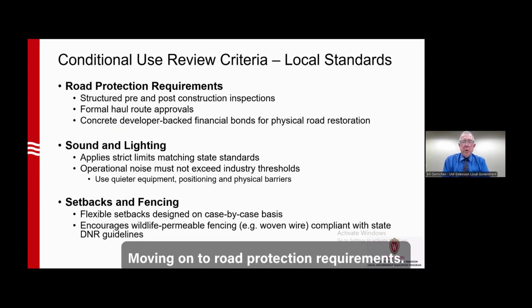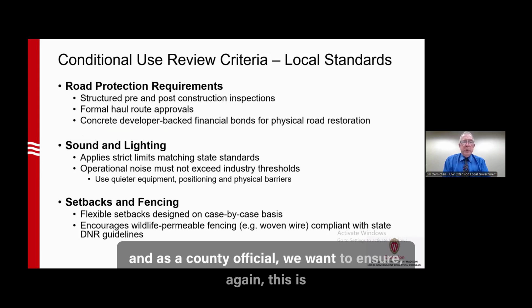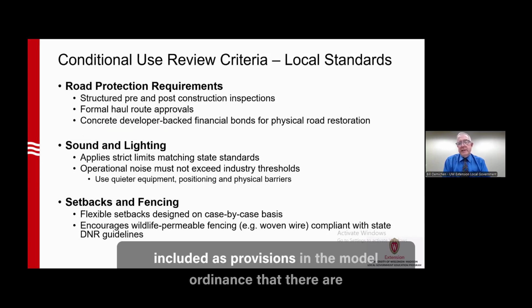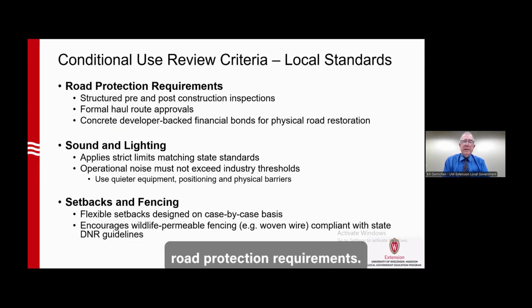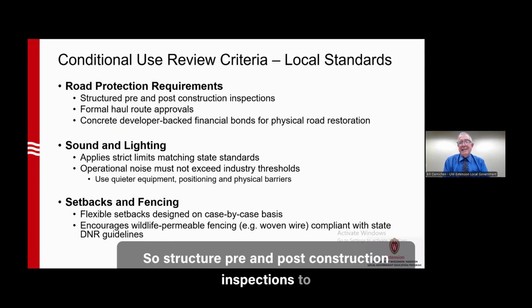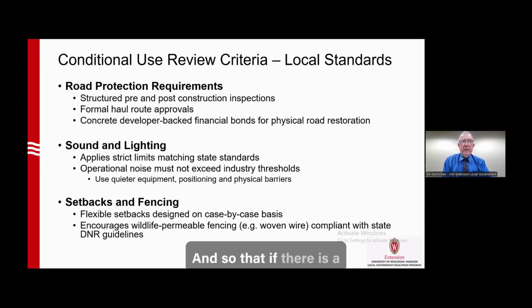Moving on to road protection requirements. And again, as someone who served as a town official and as a county official, we want to ensure, again, this is for projects under 100 megawatts, and this is included as provisions in the model ordinance, that there are road protection requirements. So structure pre and post construction inspections to ensure that there hasn't been any material degradation of the roads that lead to and from the solar array, that there is a process for formal haul route approvals, and so that if there is a preferred route because the route is able to withstand greater loads, that is what's brought in as part of the conditional use permit process.